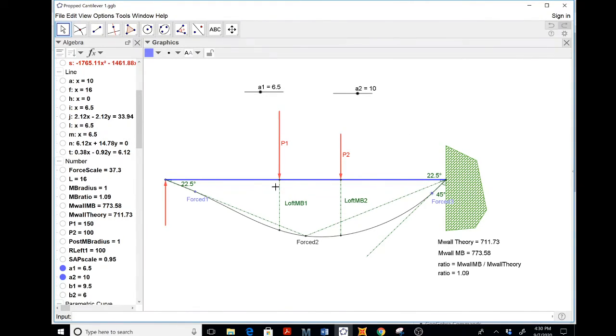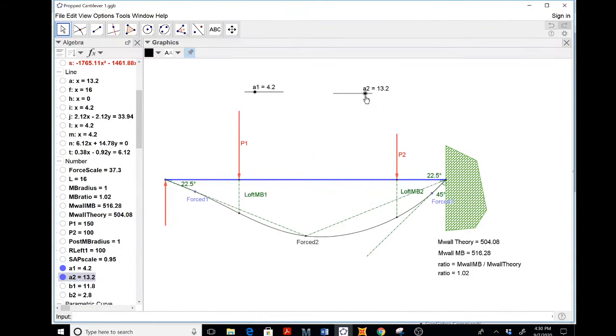And then we just find the loft here, this geometric loft. And the moment is the first force times the first loft plus the second force times the second loft. And it's kind of unbelievable, right? You could see the lofts there.